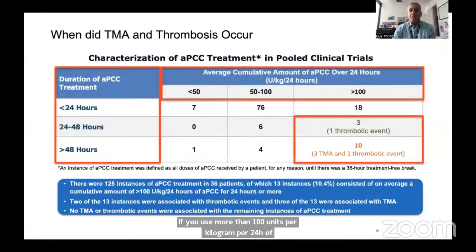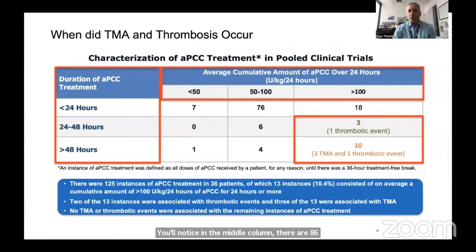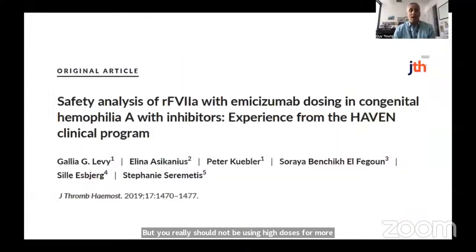You'll notice in the middle column, there were 86 bleeding events treated with 50 to 100 units per kilo per 24 hours, and there were no thrombotic events there. So using APCC with emicizumab is absolutely not disallowed, but you really should not be using high doses for more than 24 hours. And this led to essentially the black box warning that I believe I'll show you momentarily.